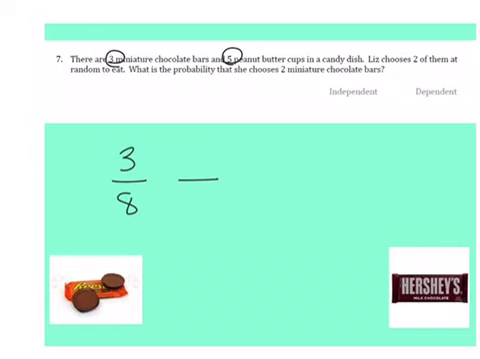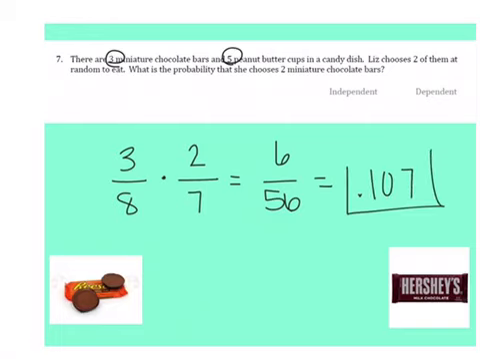I ate it, so now I want the second one to be another miniature chocolate bar. Well, if I ate one already, there's only 2 miniature chocolate bars out of 7 total left in that candy dish. So we're going to multiply these together. So I get 6 over 56, which in my calculator when I divide is 0.107. So because we did not replace these and your denominator is changing, we know that this is going to be a dependent problem.